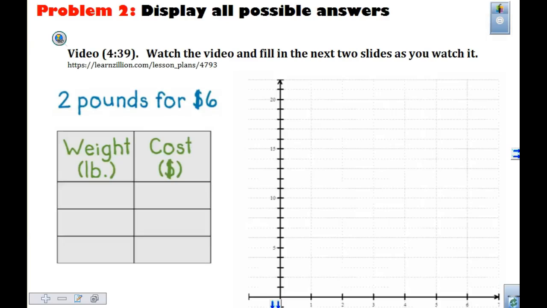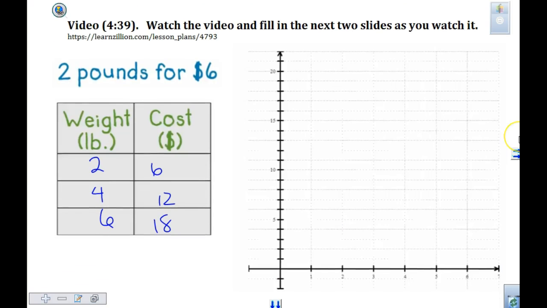Alright, so as we look at this in our notes, everyone should have had their notes filled in with the 2, the 6, the 4, the 12 on that first one, and the 6 and the 18. And then if I was looking at your graph, I would see that you plotted your points as you were looking at this, with 2 and 6, and 4 with 12 in the middle, and 6 and 18.